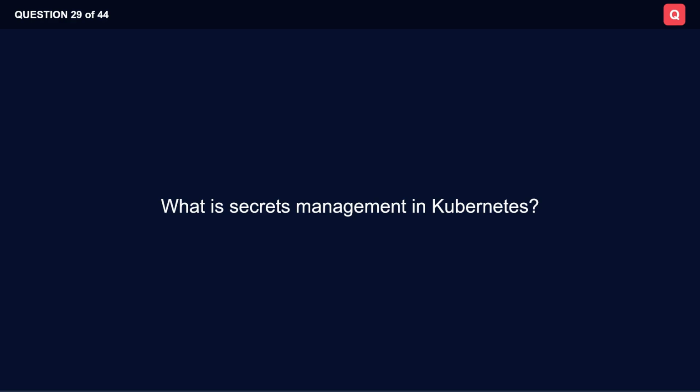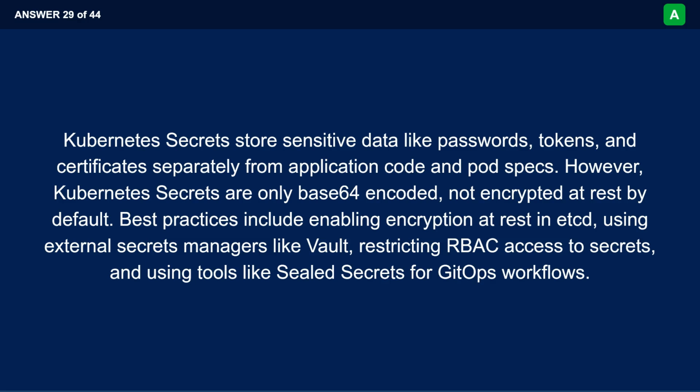What is secrets management in Kubernetes? Kubernetes secrets store sensitive data like passwords, tokens, and certificates separately from application code and pod specs. However, Kubernetes secrets are only base64 encoded, not encrypted at rest by default. Best practices include enabling encryption at rest in etcd, using external secrets managers like Vault, restricting RBAC access to secrets, and using tools like sealed secrets for GitOps workflows.